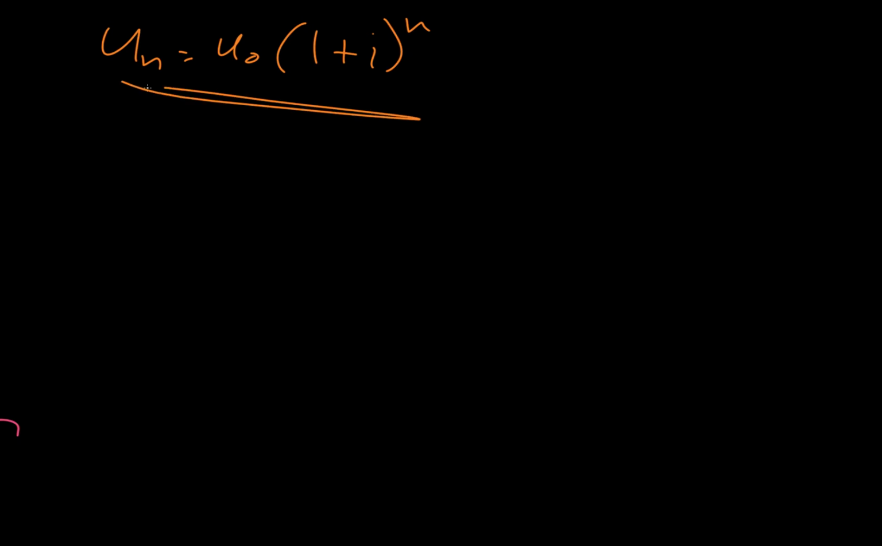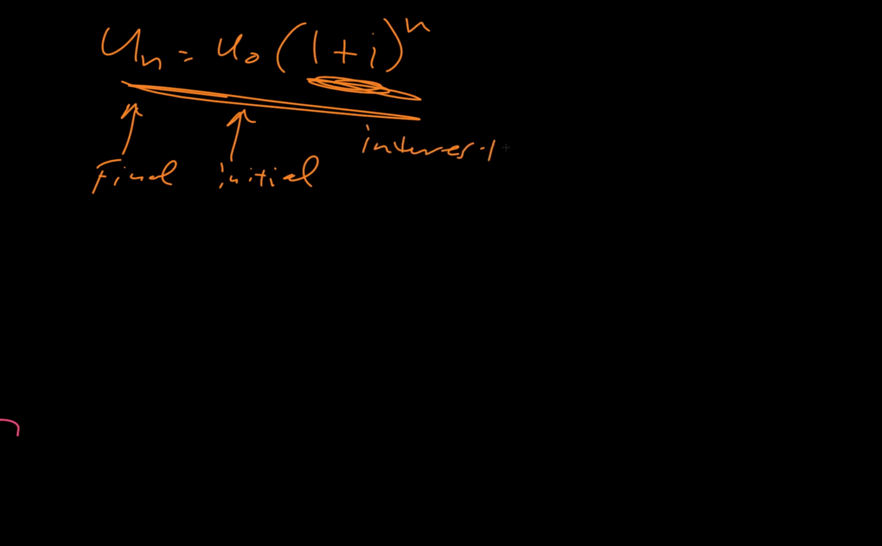Alright, so we're going to be using this. This is your final amount. This is your initial amount that you invest. This together is like your interest. And then this is how often it's compounded per period. So compounding.